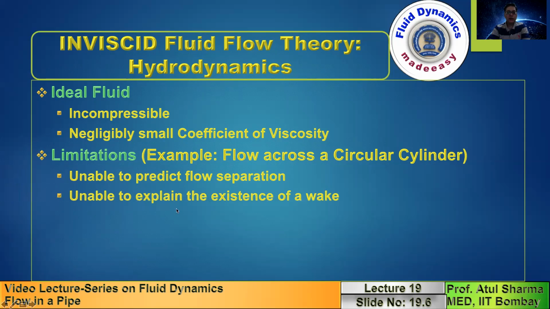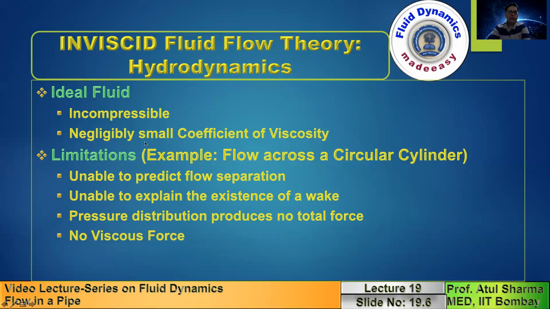This theory is unable to explain the existence of the wake, which is the separated region behind the cylinder. Through this theory, you obtain a symmetric pressure distribution, and through this you obtain a zero drag force for flow across a circular cylinder. Whereas in actual conditions, there is a certain drag force which acts on the cylinder. But through this theory, the pressure distribution which was obtained resulted in zero drag force and zero lift force.